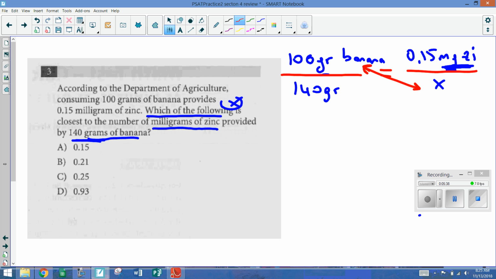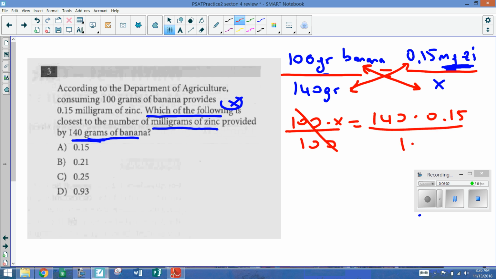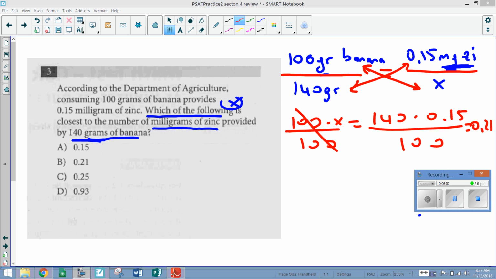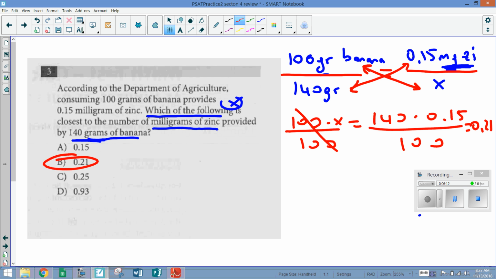So there's nothing tricky about the units. Gram, gram, milligram. It's going to be milligram. So 100 times X is equal to 140 times 0.15. I'm doing butterfly, so 140 times 0.15. We're looking for X, so divide both sides by 100. Since this is the calculator section, we're just going to put it into the calculator. When you put that into the calculator, the answer is going to be B. Did you all find it? Yes. Any questions on this? Next one.